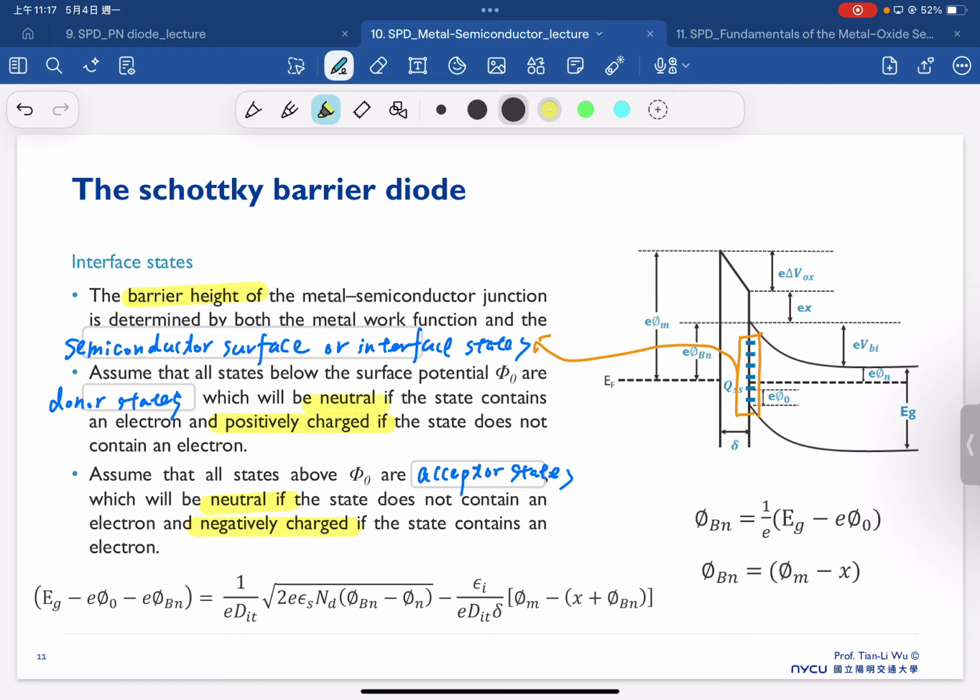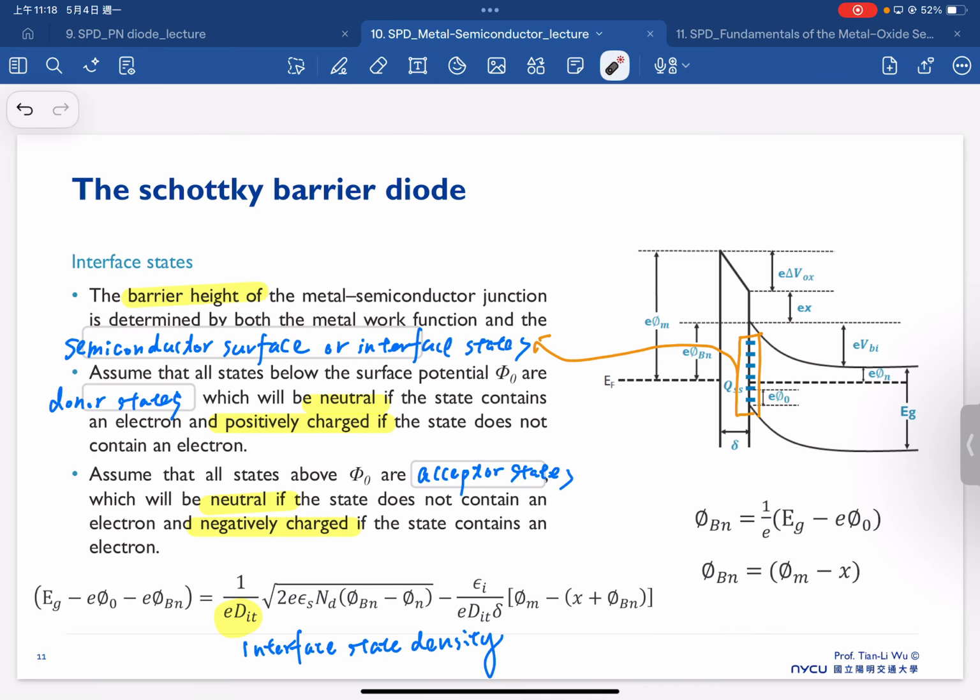So with all this information, in the end we can derive this equation. Here we won't show how this is derived because it's a little bit complicated. But in any case, you will see there's a term of interface state density as shown here. So that means these barriers are also influenced by this interface state density.